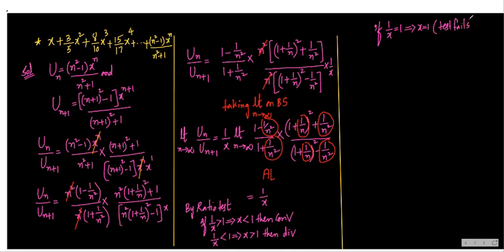So now we have to avoid this possibility. It means we have to check what happens when x is equal to 1. If x is equal to 1, we directly take this value and put it in place of un. So un clearly becomes n square minus 1 divided by n square plus 1. Now from here it is convenient to take vn.